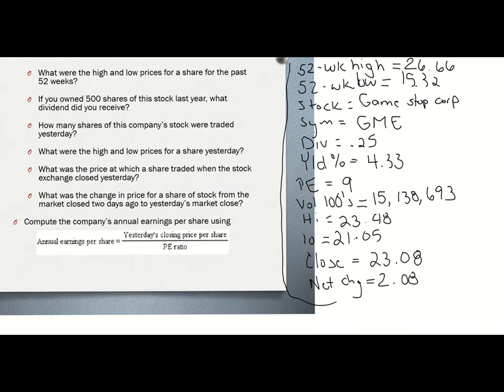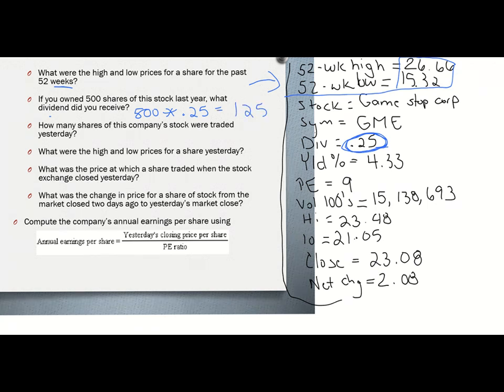So they want to know the high and low prices for a share for the past 52 weeks. That information will actually be found right here. It'll be those two numbers, 26.66 and 15.32. If you owned 500 shares of this stock last year, what dividend will you receive? Your dividend is listed per share. So you get 25 cents per share. So if I have 500 shares, I would take 500 and times it by what I earn per dividend, which will be the 25 cents. And 500 times 25 cents will give me $125.